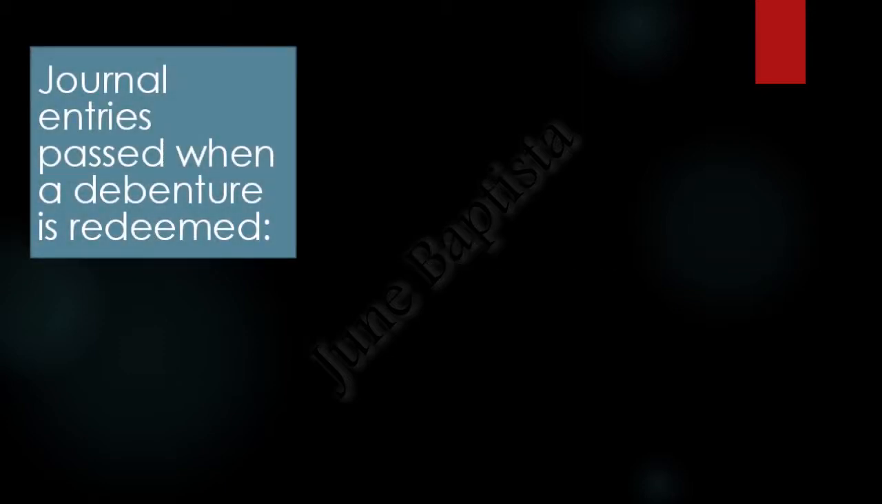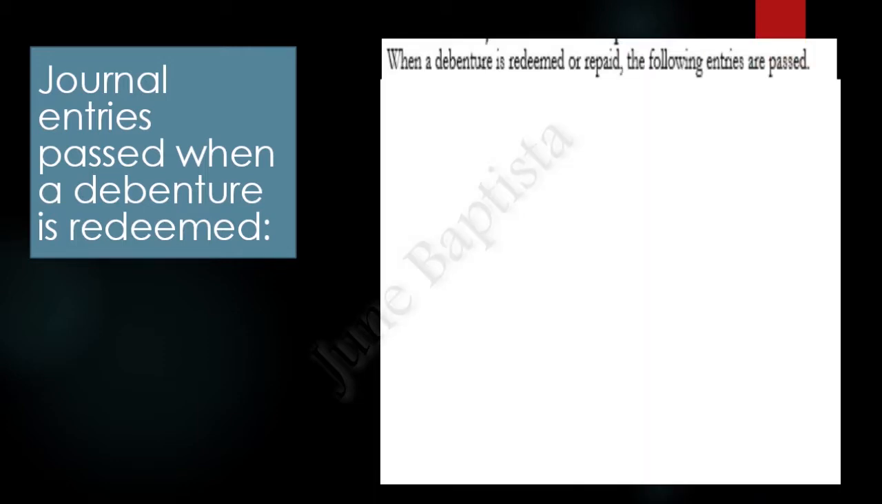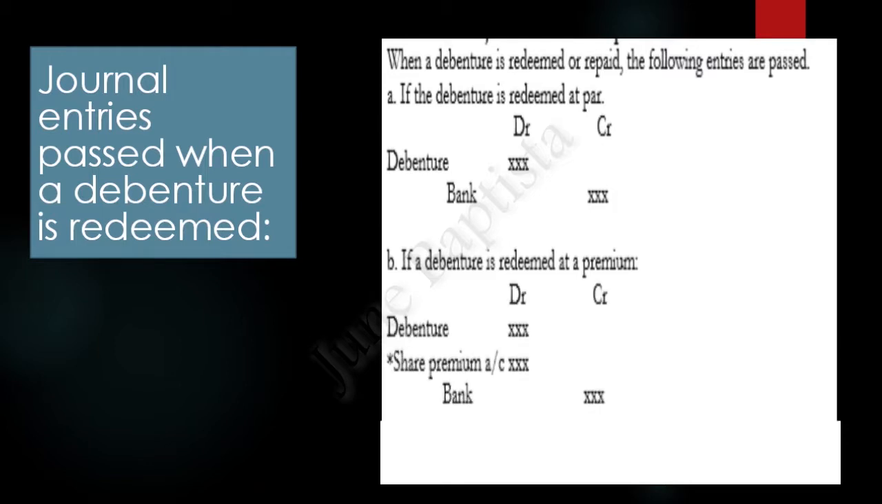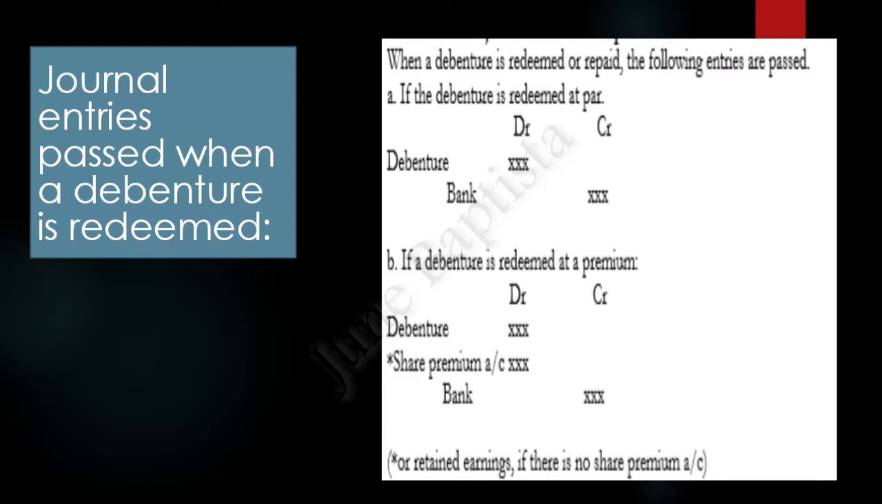Let us look at the journal entries passed when a debenture is redeemed. When a debenture is redeemed or repaid, the following entries are passed. A. If the debenture is redeemed at par, that is, not at a premium, the debenture account is debited and bank account credited with the amount. B. If a debenture is redeemed at a premium, the debenture account is debited and the share premium account, or retained earnings if there is no share premium account, is debited and bank account credited with the amount.